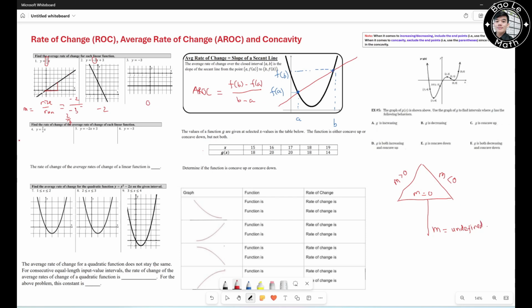Now we need to find the rate of change of the average rate of change of each of these linear functions. The average rate of change of this linear function is going to be 2/3 every single time, so 2/3, 2/3, 2/3. We need to find the change of this one right here. It's going to be 0. The change of this one is going to be 0. So the rate of change of the average rate of change of this linear function is 0.